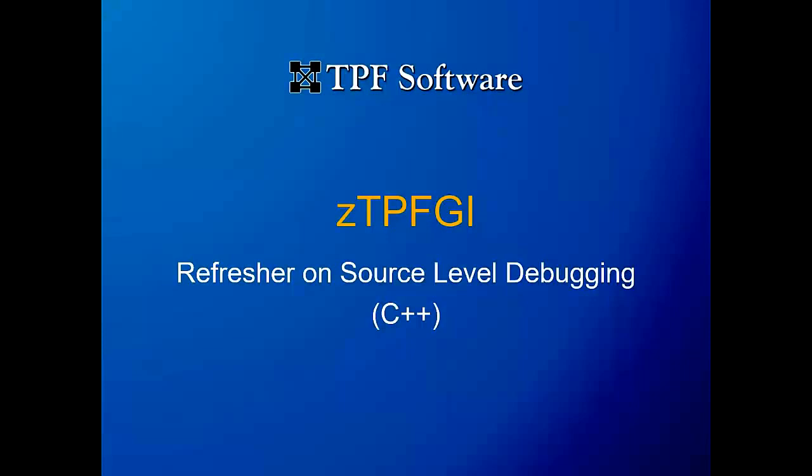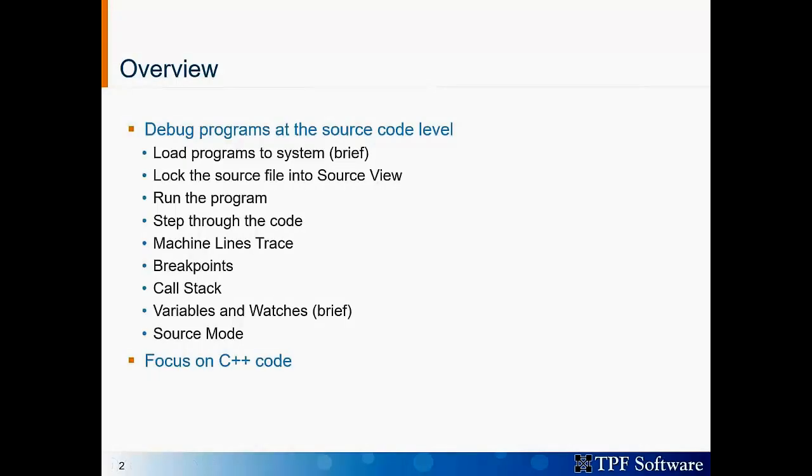We're going to start off with a short PowerPoint that will go over quickly what we're going to cover in this webinar. After that, we'll move straight on to debugging at the source code level. I'm going to talk about loading a program briefly, and then we'll lock a program into source view ready for tracing, and we'll run it and step through some code. I'm going to show you how to trace at the machine line level, the breakpoints view, call stacks, variables and watches, and we'll finish off by showing you source mode.